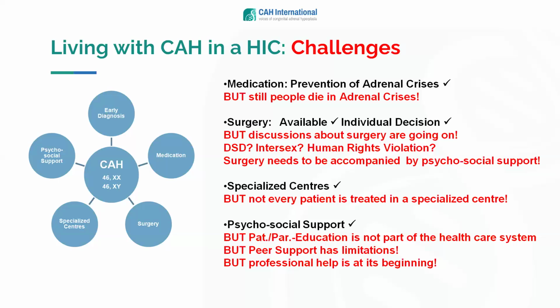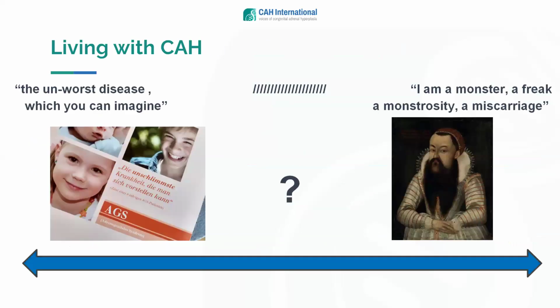And the professional help is at its beginning. Here also, having psychologists specialized in the topics of living with a chronic condition, but also the DSD intersex topic, needs professionals who have expertise in this part. So we do have our challenges.